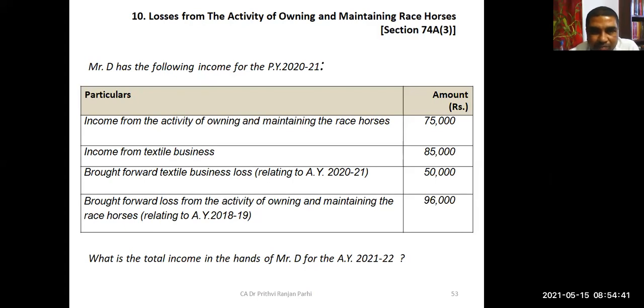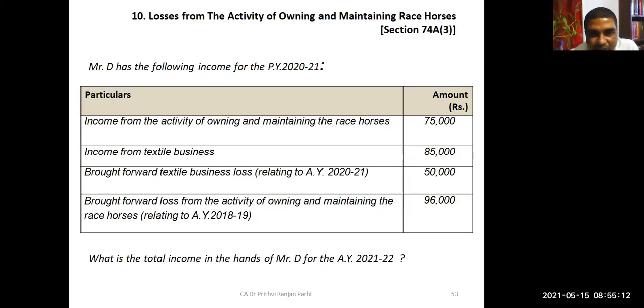Mr. D has the following income for the previous year 2020-21. Income from the activity of owning and maintaining race horses 75,000. Income from textile business 85,000. Brought forward textile business loss 50,000. Brought forward loss from the activity of owning and maintaining race horses for assessment year 2018-19 96,000.